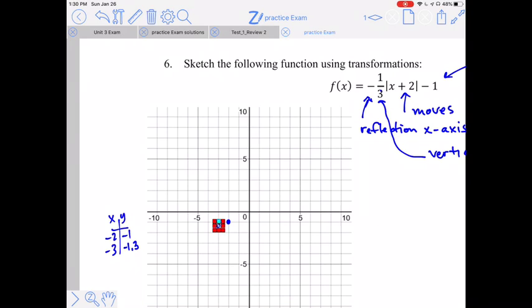And since this graph is symmetric, we know that a point gets reflected on the other side of the vertex. So those 3 points give us a pretty good look there of the shape of that absolute value graph. It's upside down. It's compressed vertically because of that 1/3. And then it's been moved to the left 2 and down 1.